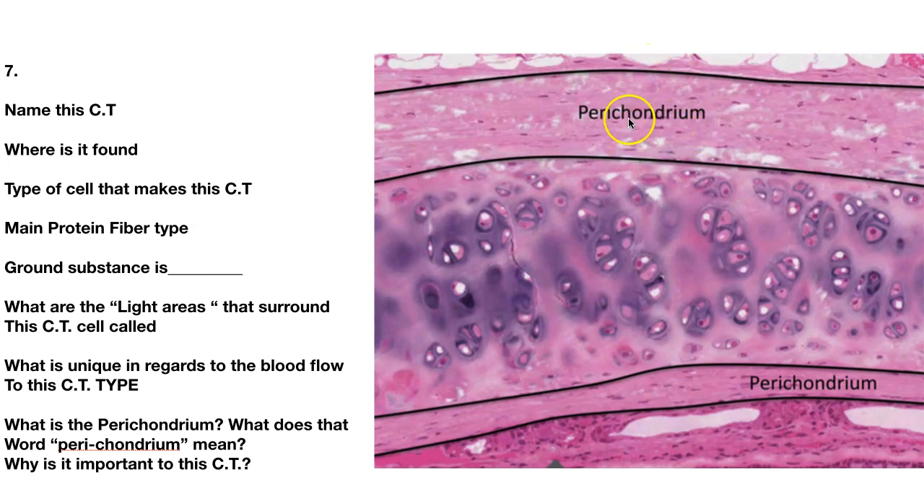What is perichondrium? Why do we need it? It's surrounding the cartilage. Perichondrium is dense, irregular connective tissue. It's very vascular. The perichondrium is supplying the blood and nutrients to this avascular cartilage. So nutrients and oxygen are slowly going to be diffusing into this cartilage to keep those chondrocytes alive.